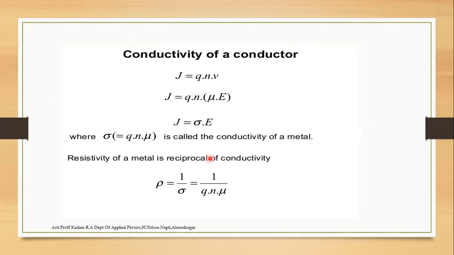Then this relates to the conductivity of a conductor. Putting this value into the equation, we get J is equal to sigma into E, where sigma is q n mu, which is called the conductivity of the metal. And the resistivity of a metal is the reciprocal of the conductivity. So rho is equal to 1 divided by sigma.